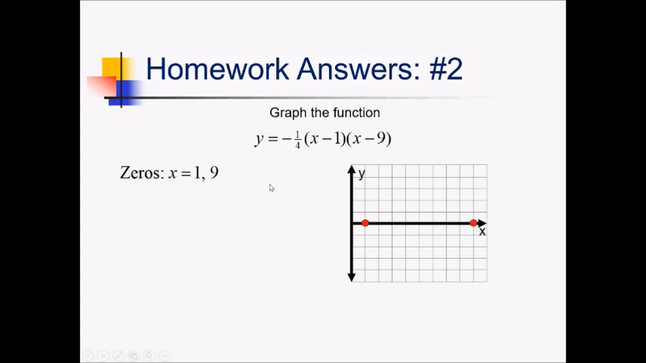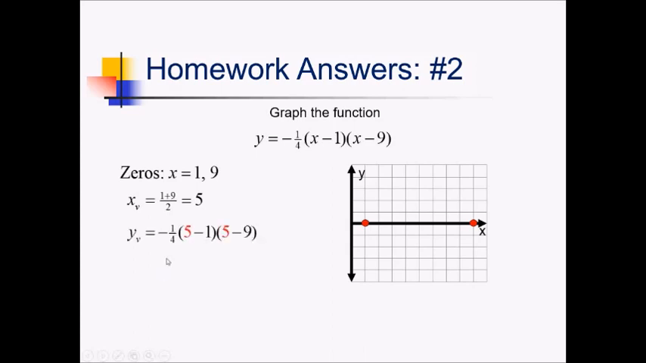There we go. Now to find the vertex, which we always need to graph in the parabolas, we're going to average these together. So 1 plus 9 over 2, that's 10 over 2, which is 5. And then we'll plug 5 back into the original equation to get the y value of the vertex.